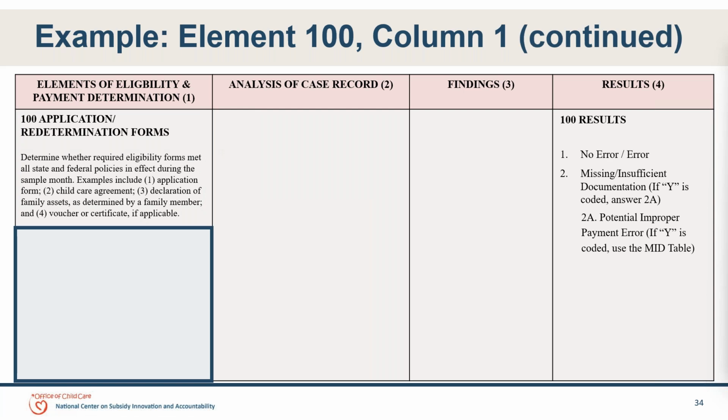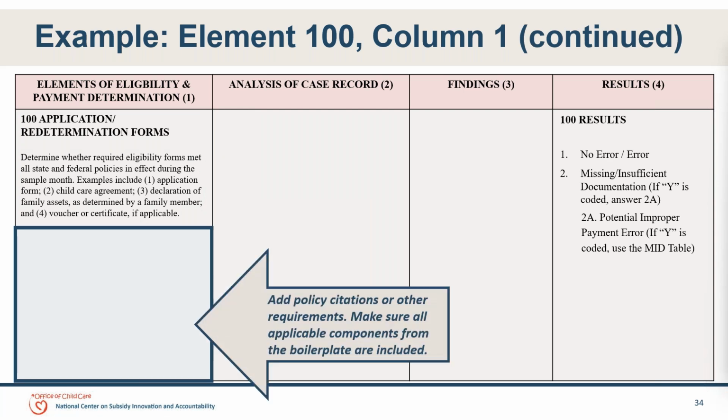Underneath the boilerplate is where you would add your policy citations or other requirements. Make sure that all of the applicable components from the boilerplate are addressed in your customization. So since element 100 is asking about required eligibility forms and assets, certificates or vouchers, the state has added policy citations for these here.